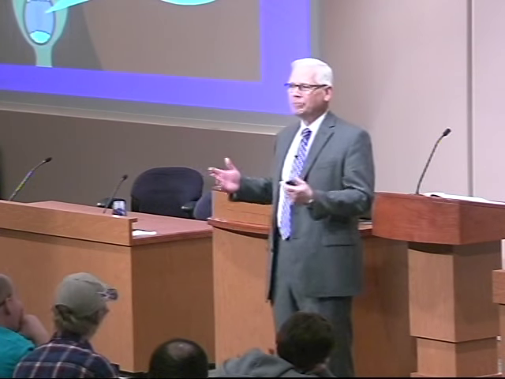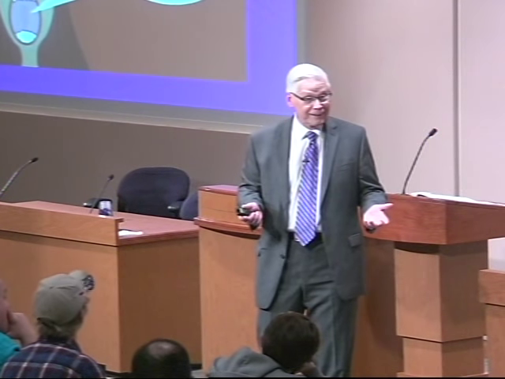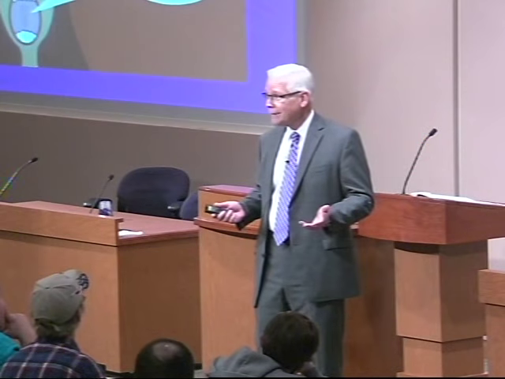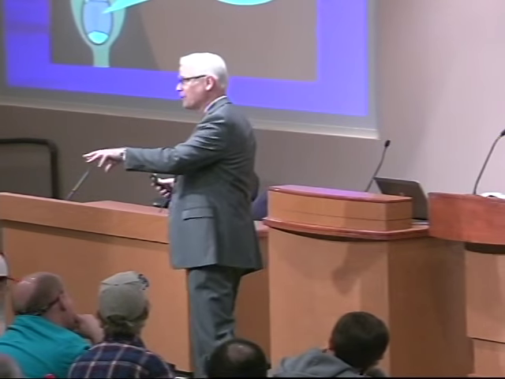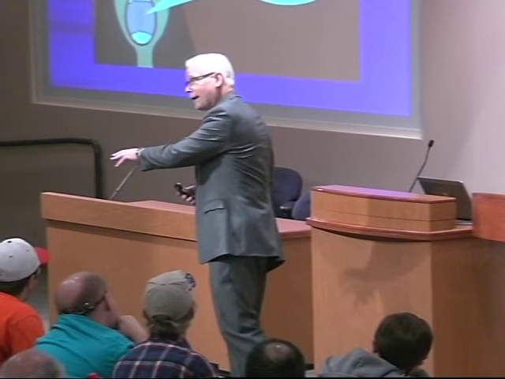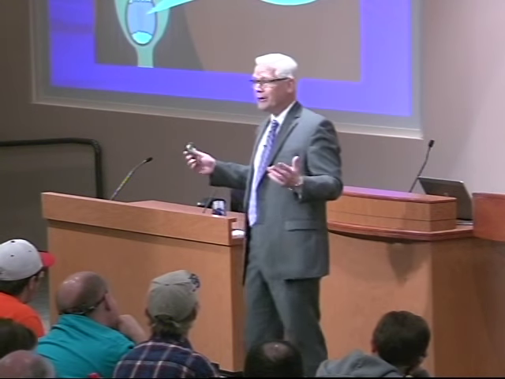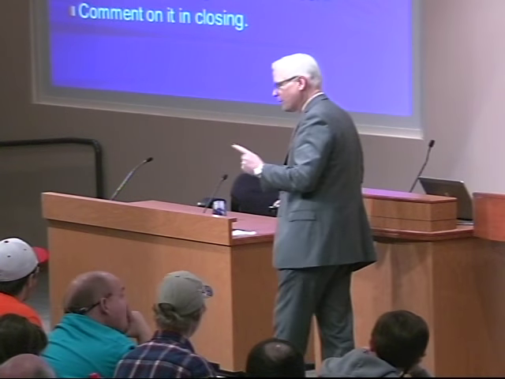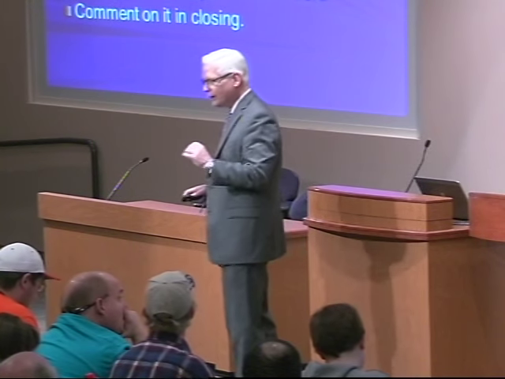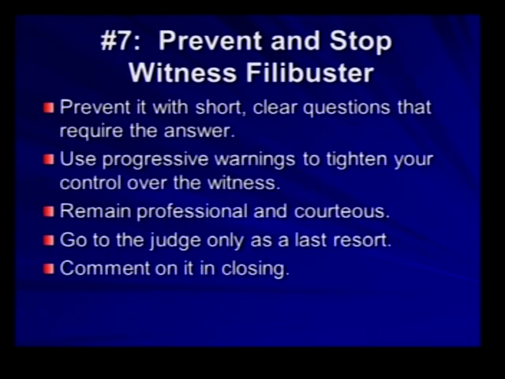This is the big, big problem in cross-examination and mock trial. Am I right about that? You get a concession from the witness, and then she says, but blah, blah, blah, undermining the very concession that you got. So what's the solution? Tip number 7: prevent and stop witness filibustering. You can prevent it, you can stop it, you can repel it. How do you do that?